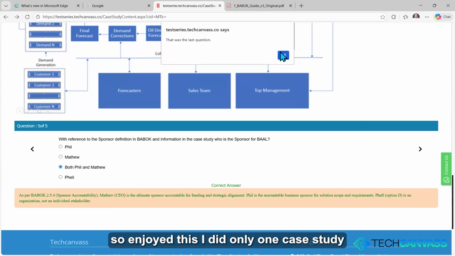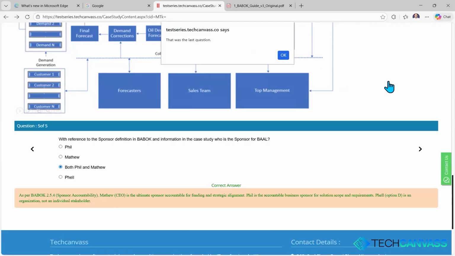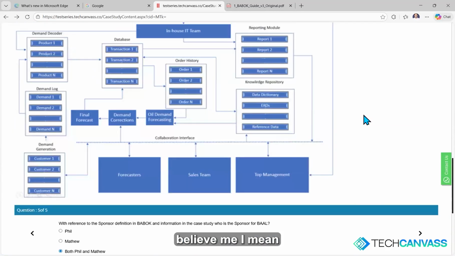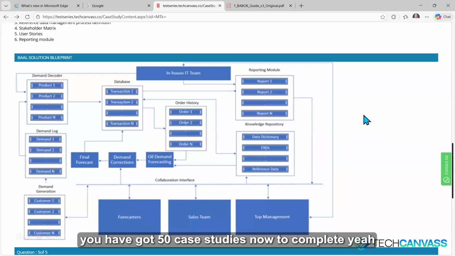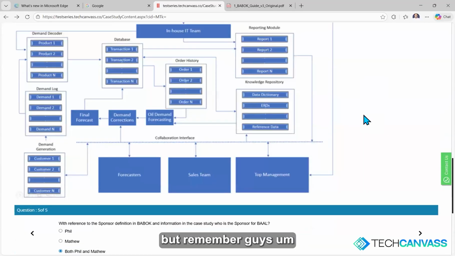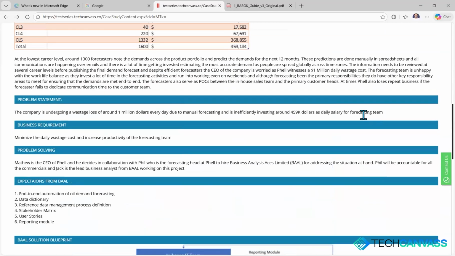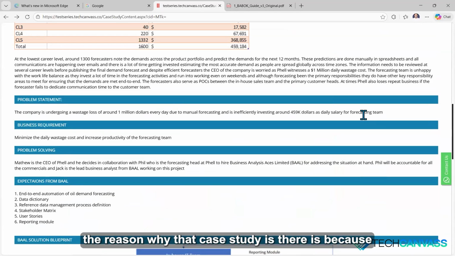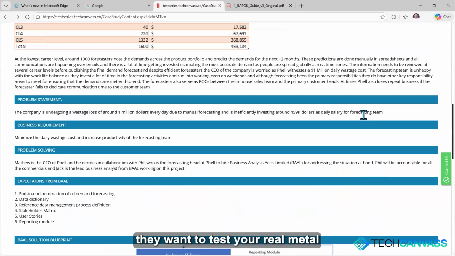So I enjoyed this. I did only one case study. My target was to at least do 2 or 3. But anyways, if you're part of Techcanvass, believe me, you have got 50 case studies now to complete. So you can do it anytime. But remember, guys, when you look at a case study, the reason why that case study is there is because they want to test your real mettle that you have as a BA, as a senior BA.